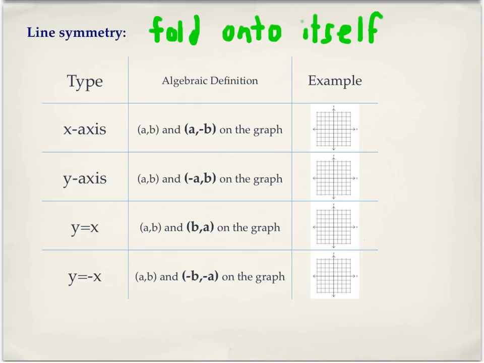So, first of all, x-axis, that of course is pretty self-explanatory. Here's the algebraic definition. Again, all these are if (a, b) is on the graph, and then we see these various variations algebraically. Here's a good example of that. If I had kind of a sideways parabola that looks something like that, clearly this would be symmetric over the x-axis. Folded over the x-axis, it would fold onto itself. Now, the one trouble with this is that this is not a what? Function.